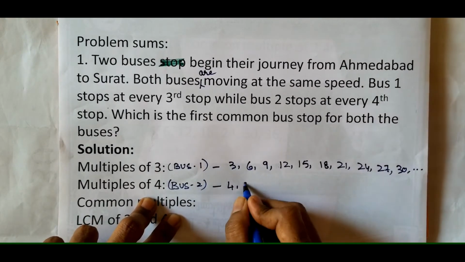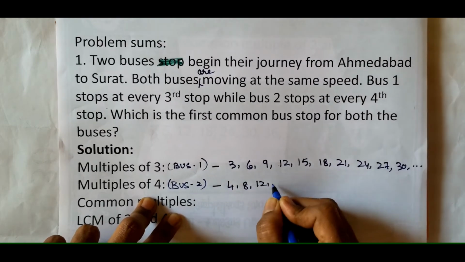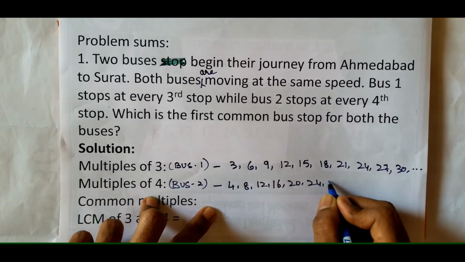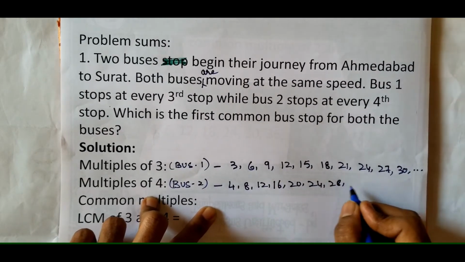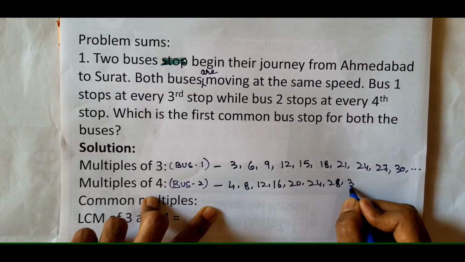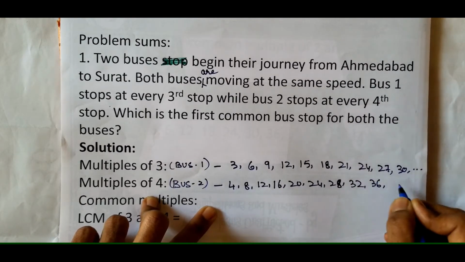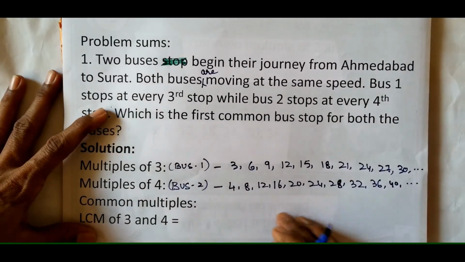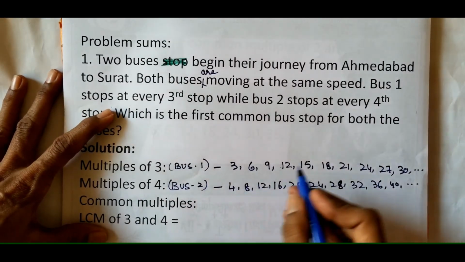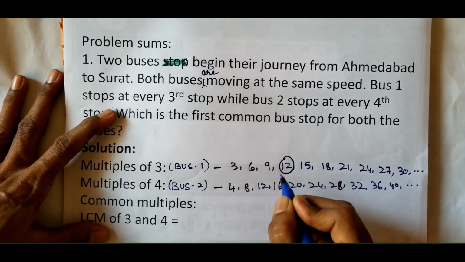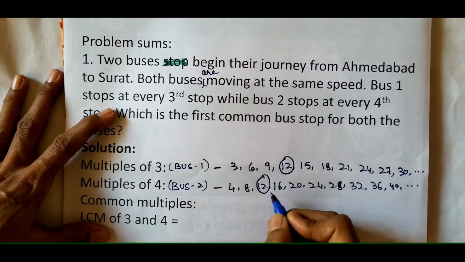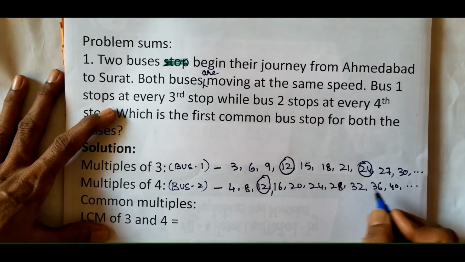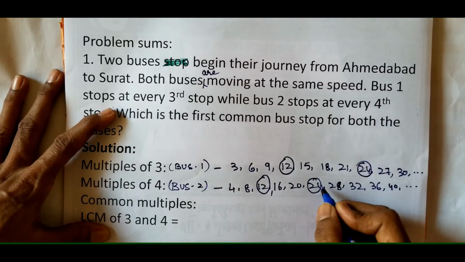4, 8, 12, 16, 20, 24, 28, 32, 36, 40 and so on. Now let us find the common multiples. The first common multiple will be 12. If the first one is 12, then which will be the second one? Correct. It will be 24 and so on.